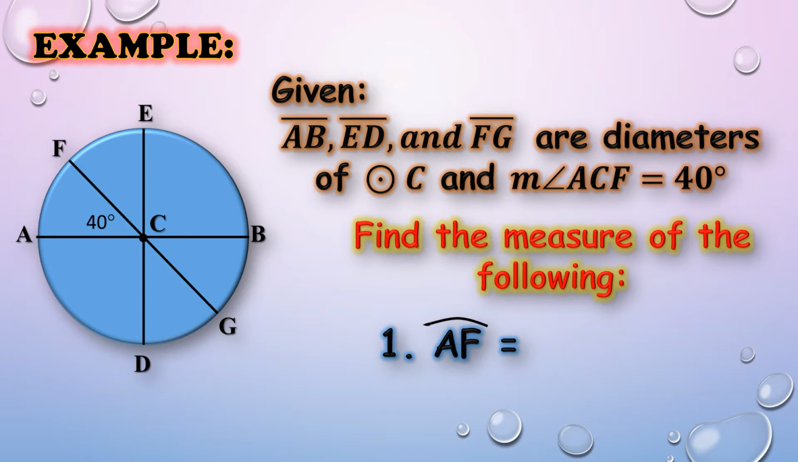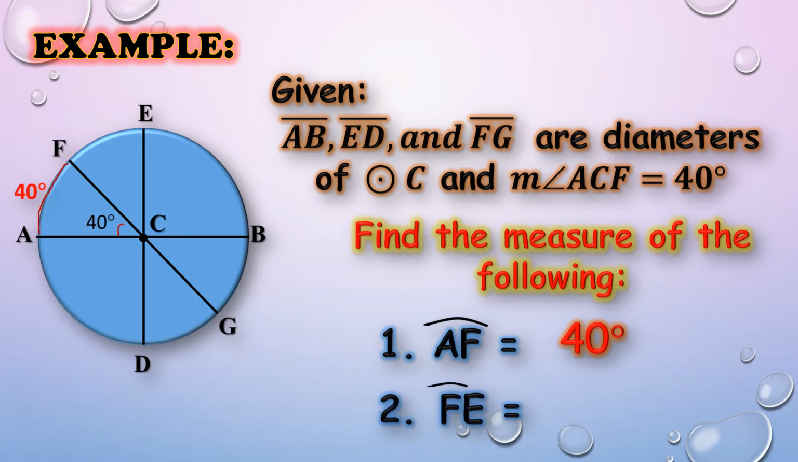So the measure of arc AF is, since the central angle is 40 degrees, the measure of its intercepted arc, which is arc AF, is 40 degrees also. Okay, number 2.